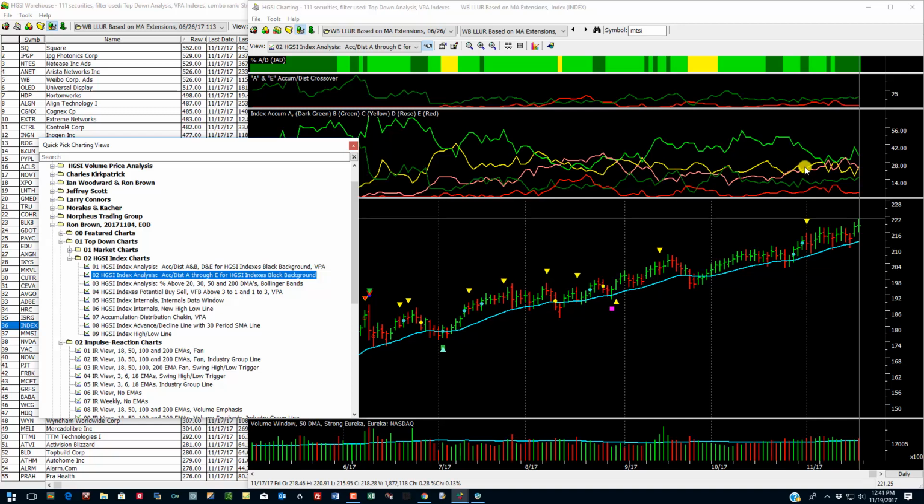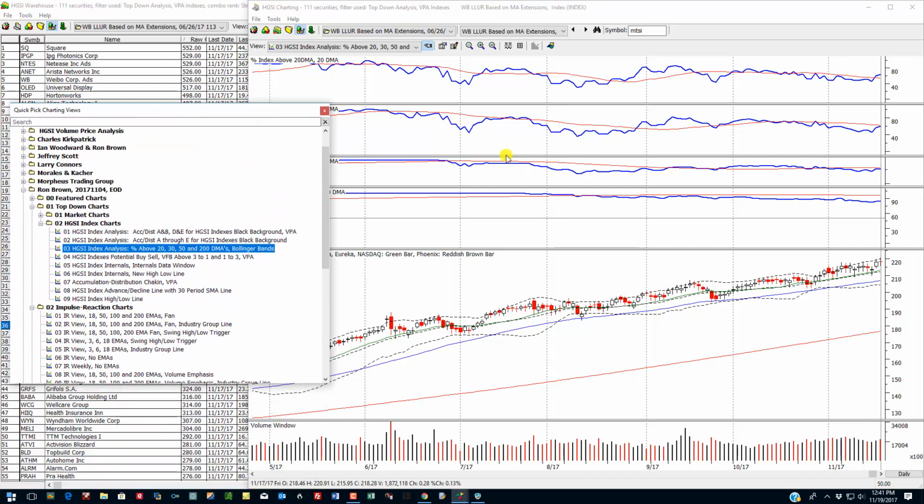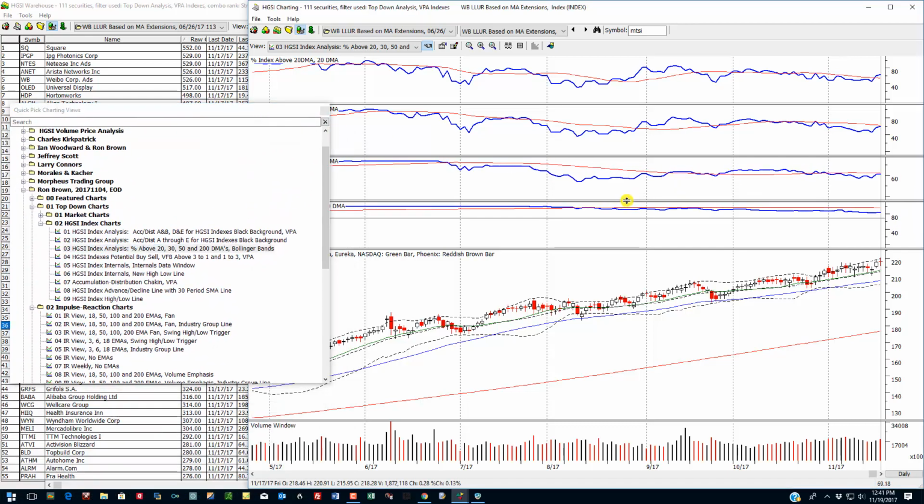This is the same thing essentially, but it breaks it out into A, B, C, D, and E. The percent above the 20, 30, 50, and 200-day moving averages. Yeah, there are some stocks in this group that are weak. It's below the red line, below the moving averages. But the leaders in this group continue to be strong enough to keep this index moving higher.